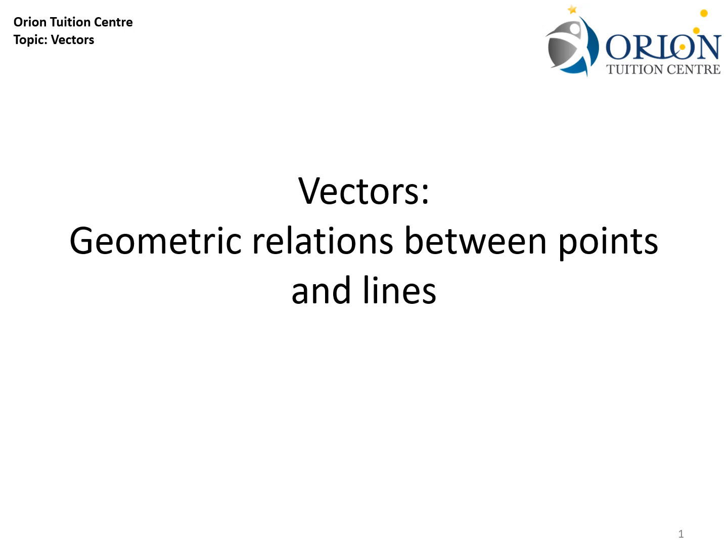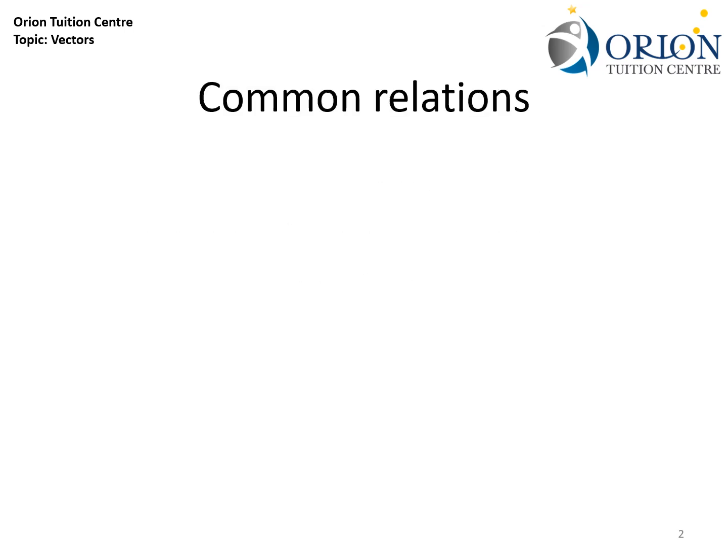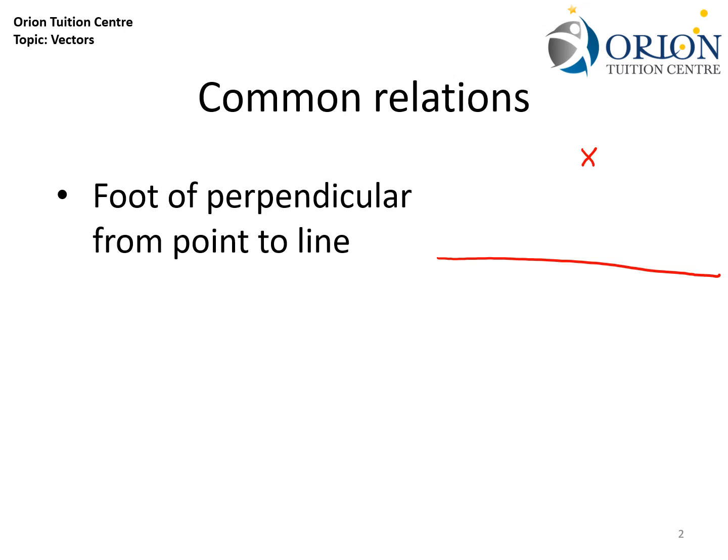In this video, we will look at common questions that involve geometrical relationships between a point and a line. Given a point and a line, some of the more common relationships that we can find are, number one, the foot of perpendicular from a point to the line. So from this point, I can drop a line down towards the line, which is perpendicular.